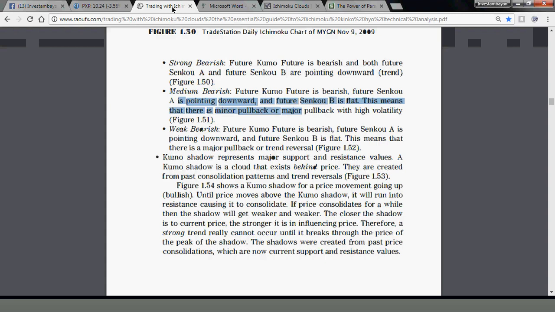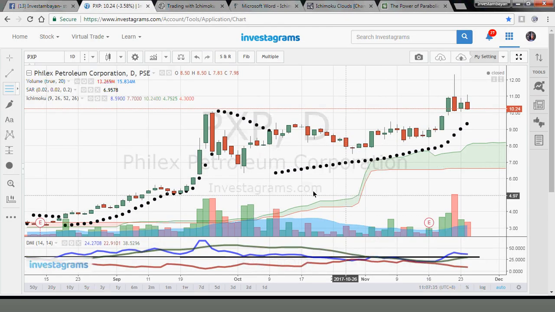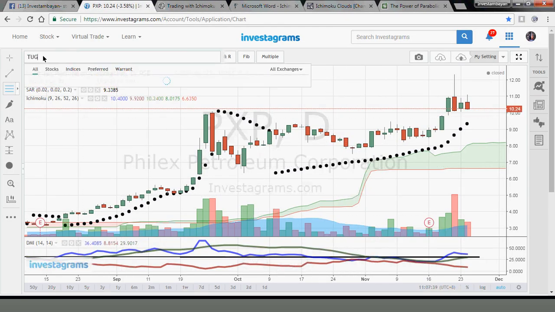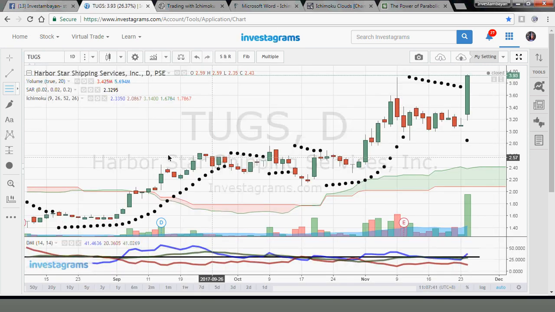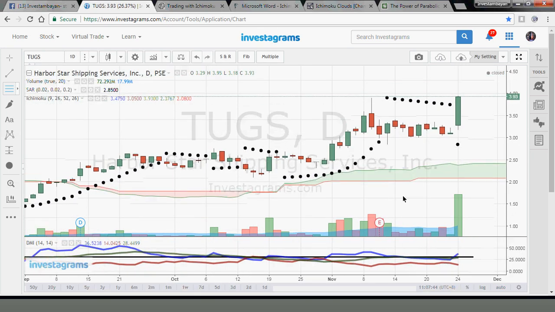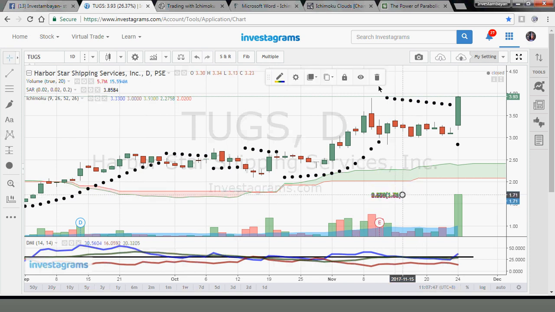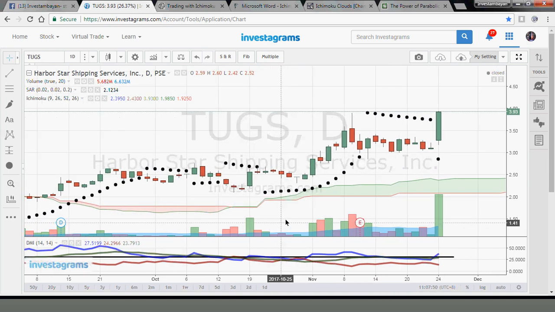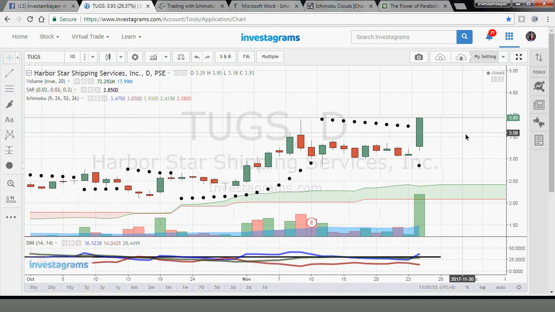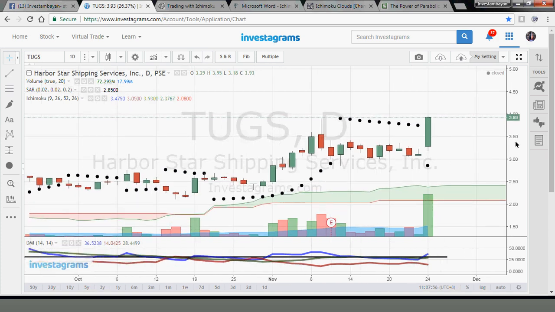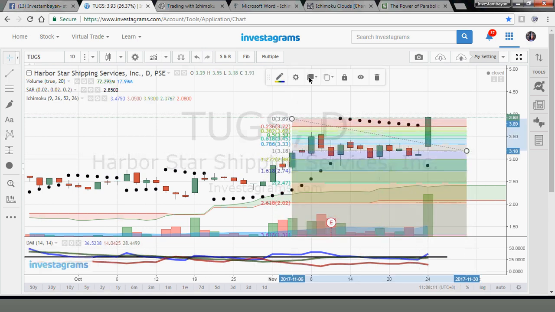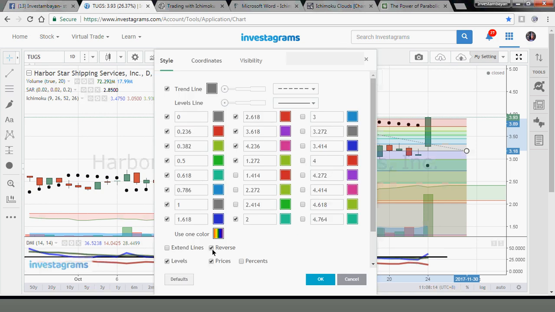So, if you're getting it, let's go back with this, kung paano natin siya, halimbawa sa TOGS. Kasi nabili ko to eh. Gagawan ko siya ng Fibonacci. Saan ako magte-trailing stop? Saan ako possible na magbibenta dito sa Monday or for this coming week, considering this. Ang gagawin ko lang, click this, Fibonacci, hanapin ko yung trailing stop ko. Sa reverse to.